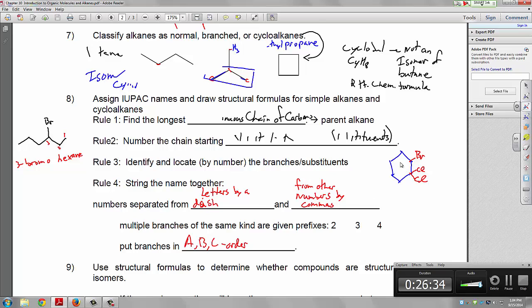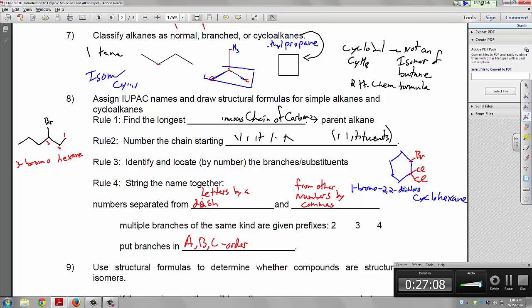So this bugger here, we have a cyclohexane ring, so that's the parent alkane, cyclohexane. And we have a bromine in carbon 1, so it's going to be 1-bromo. Right, separate numbers from letters with a dash. And then 2,2-dichloro. Got to run out of room, just kind of squeeze it in there. 2,2-dichloro. Separate numbers from each other with a comma.